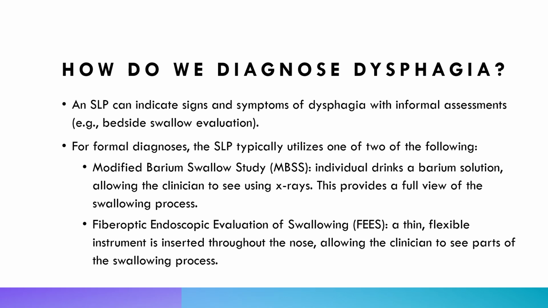This is where a client will be taken to the hospital, and it's kind of like a live x-ray. The client will drink a barium solution, which allows the speech therapist to see how the person is swallowing and how it's going down their esophagus into their stomach, and if they're showing any signs or symptoms of aspiration or penetration into the lungs. There's also the FEES, which we do not do here, but this is another test where a thin, flexible instrument is inserted through the nose, allowing the clinician to see parts of the swallowing process.